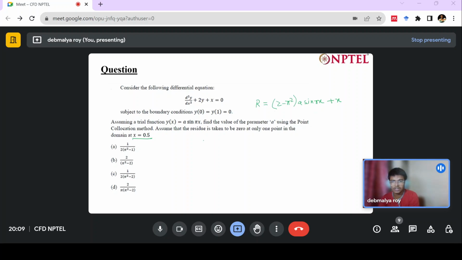This approach, point collocation, is actually much simpler. Why? We simply have a delta function here: r delta of x minus 0.5 over 0 to 1. So what we have to do is replace x in r with 0.5 and find out a. Can you please tell me what the value of a will be? You just have to replace x with 0.5.